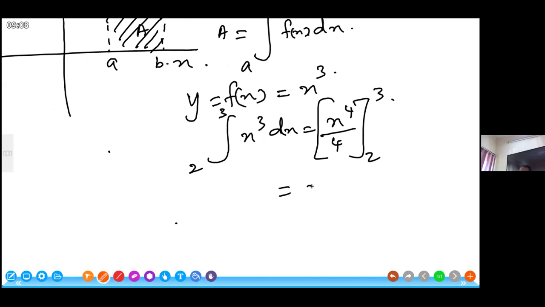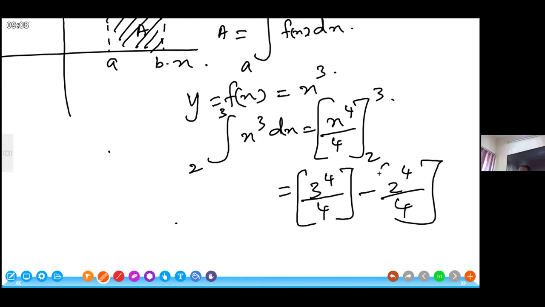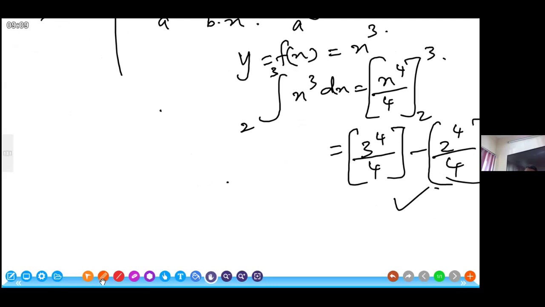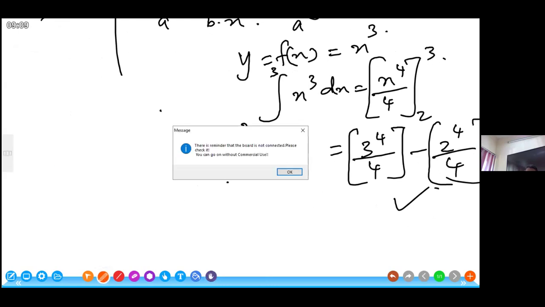So that is equal to 3 to the power 4 by 4 minus 2 to the power 4 by 4. If you get this answer, that is the area under the curve between two values of x above the x-axis. Above the x-axis. Any questions? So this kind of thing we have seen already. Then we will go for the second one.